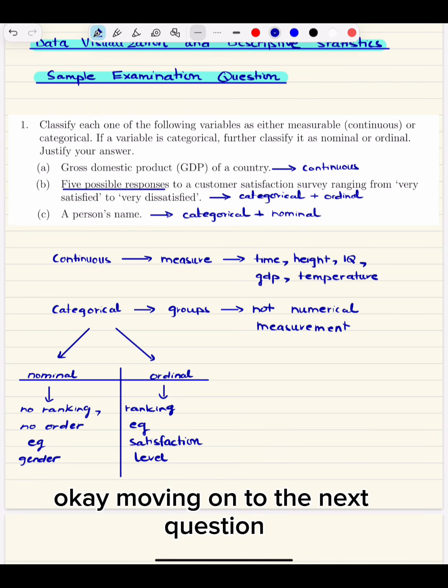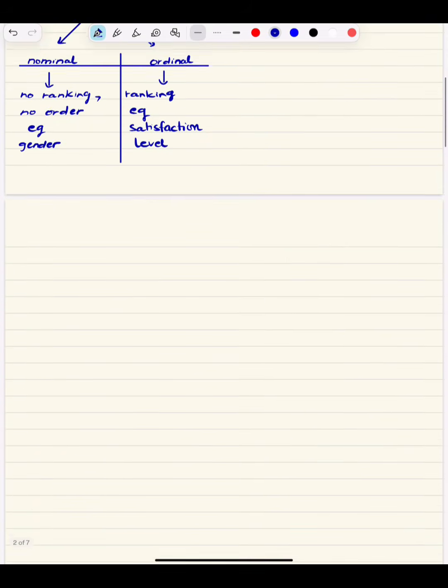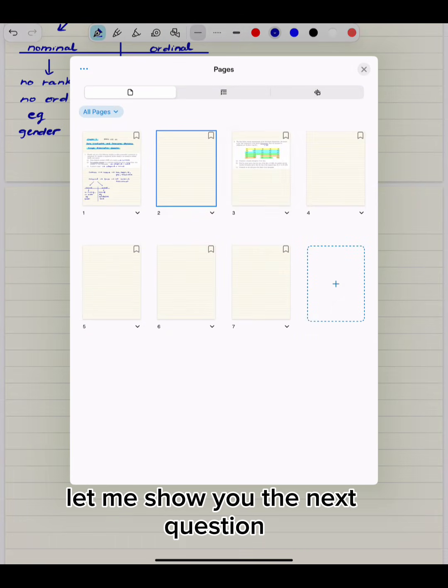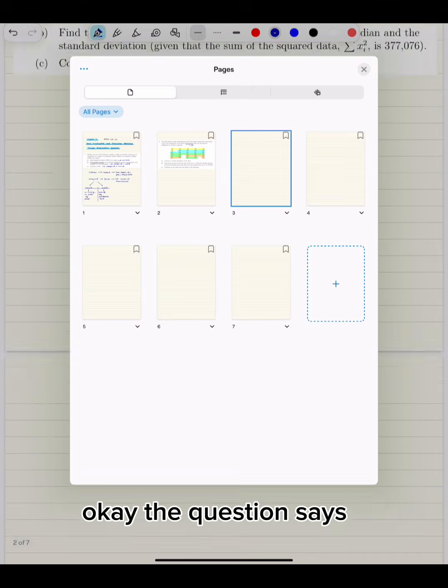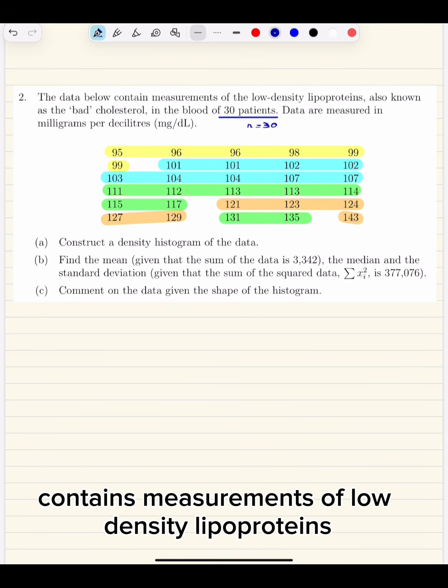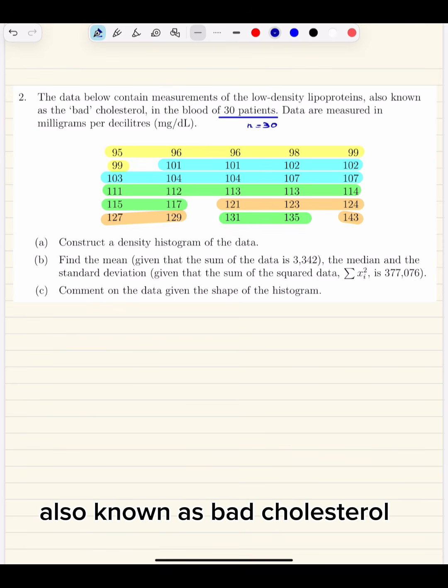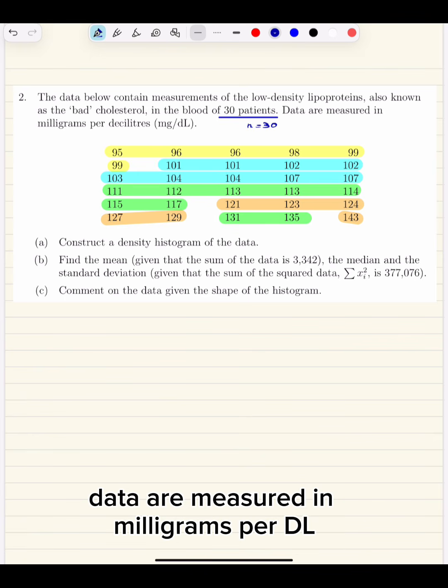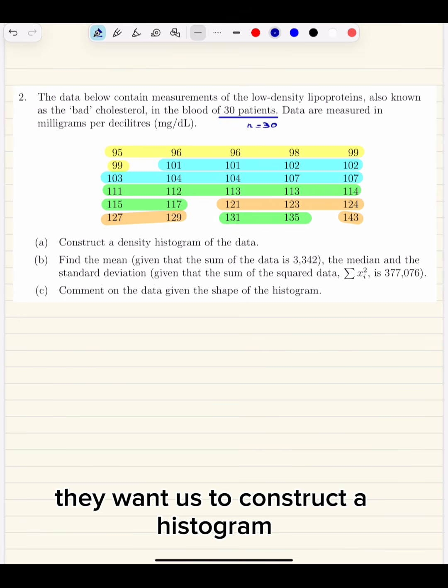Okay, moving on to the next question. Let me show you the next question. The question says the data below contains measurements of low density lipoproteins, also known as bad cholesterol, in the blood of 30 patients. Data are measured in milligrams per deciliter. They want us to construct a histogram.